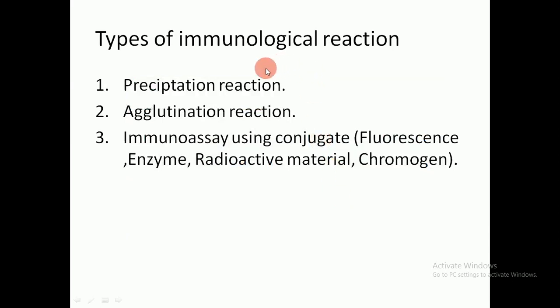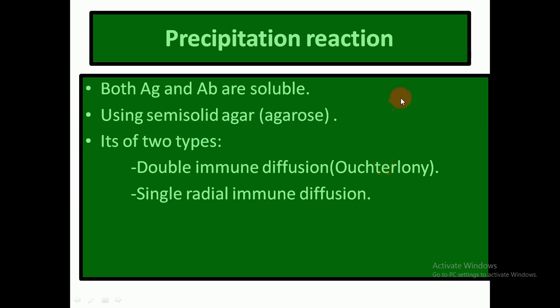The types of immunological reaction are either precipitation, agglutination, or immunoassay using a conjugate like fluorescein, enzyme, radioactive material, or chromogen. First, we have the precipitation reaction. In this type of reaction, both antigen and antibody are soluble, and we use semi-solid agar, which is called agarose.